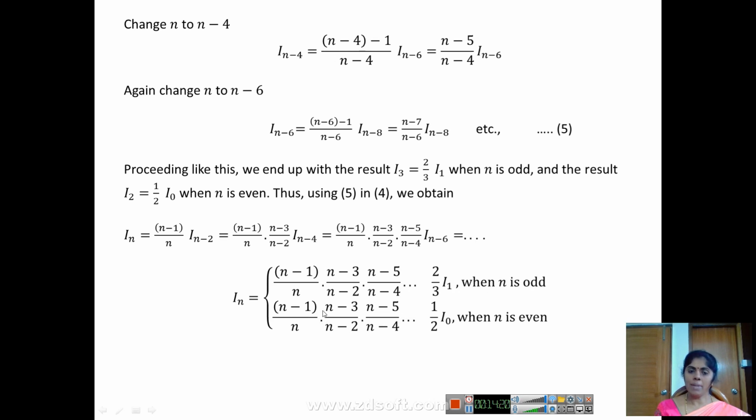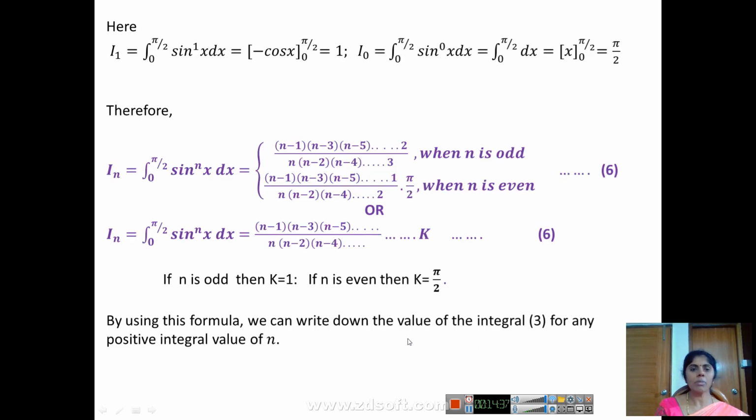(n-1) divided by n into (n-3) divided by (n-2) into (n-5) divided by (n-4) continues and it ends up with 1 by 2 I0 when n is an even number. So then we have to find out the values of I1 and I0.